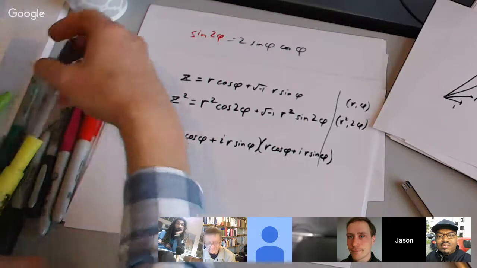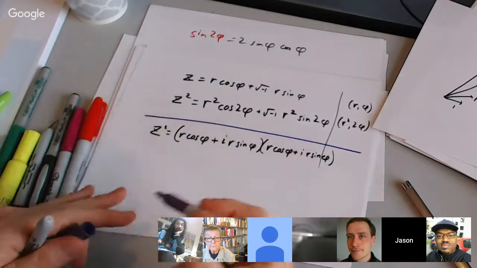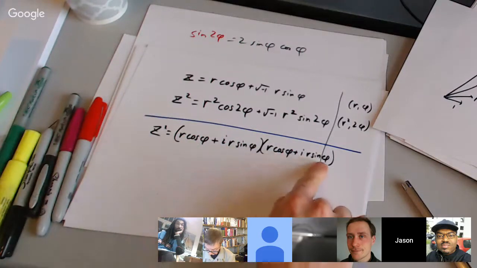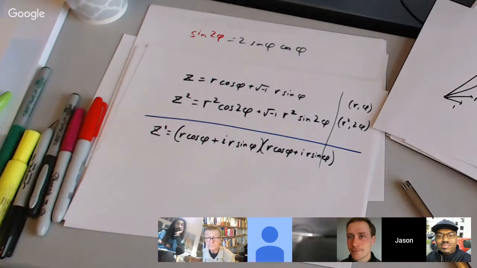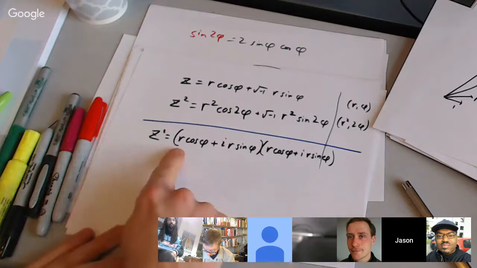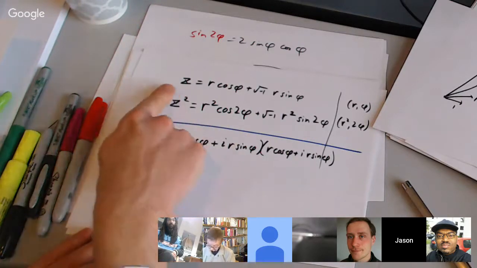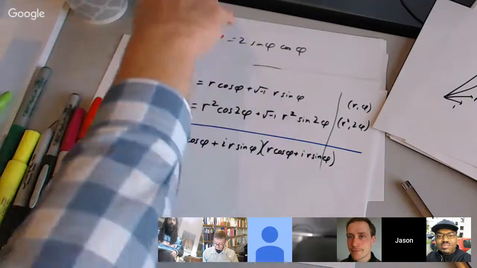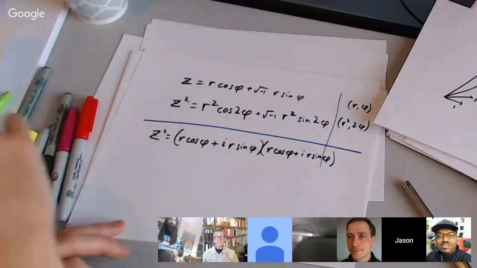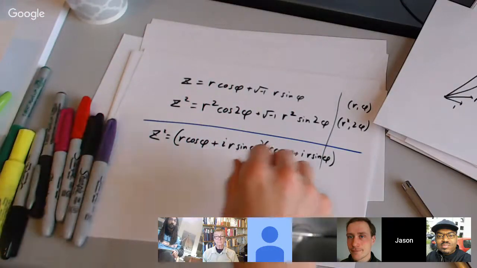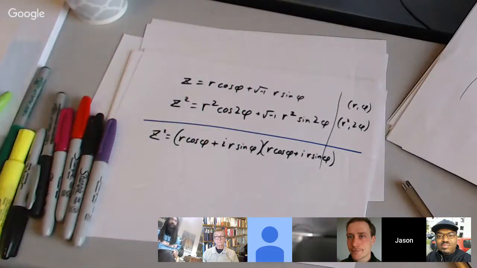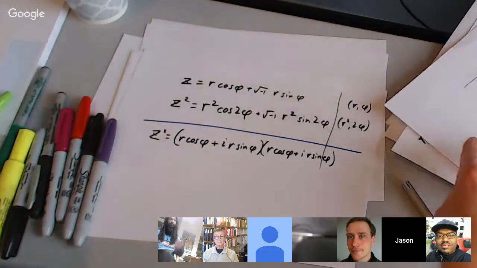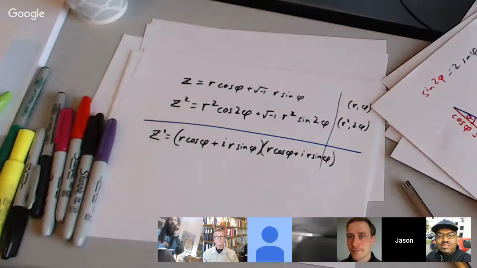And this is almost going to be like magic as we do this here. What do we get if we multiply this together? I hope I'm writing big enough also. r cosine phi plus i r sine phi, which is what z is, times itself, r cosine phi plus i r sine phi.